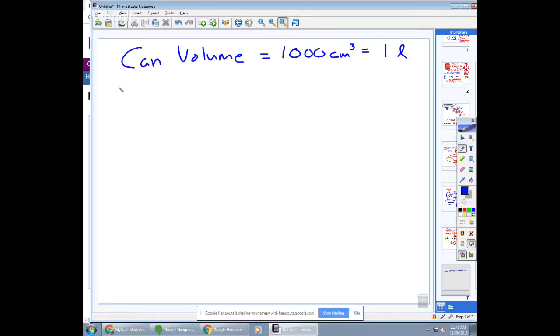Now, they're environmentally conscious in addition to wanting to adopt the metric system. And so what they want is minimum volume of the can. And it's got to be a cylinder.